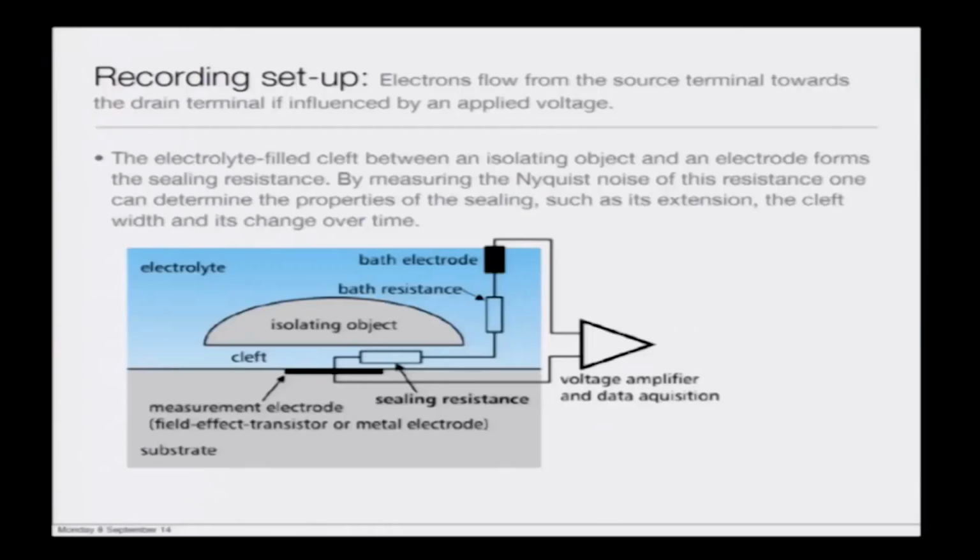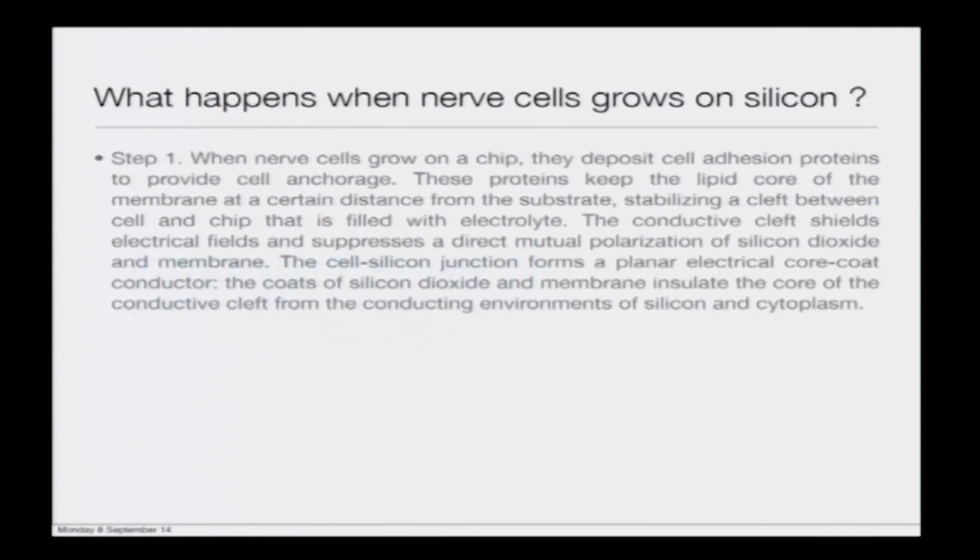Okay? The electrolyte-filled cleft between an insulating object and an electrode forms the sealing resistance. By measuring the Nyquist noise of this resistance, one can determine the properties of the sealing, such as its extension, the cleft width and its change over time. So, this is exactly how these measurements are being made.